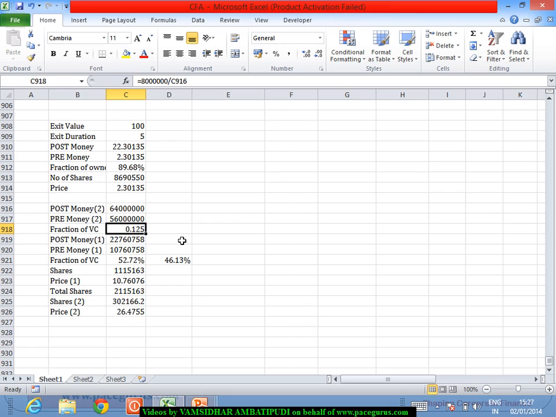So if both of them are the same, probably the stake has gone up from 52.72 to 58.63% if the funding is done in this kind of mechanism. So depending on whether the funding is getting done as one round of financing or multiple rounds of financing, the stake of ownership for the venture capitalist firm will differ. Alright.